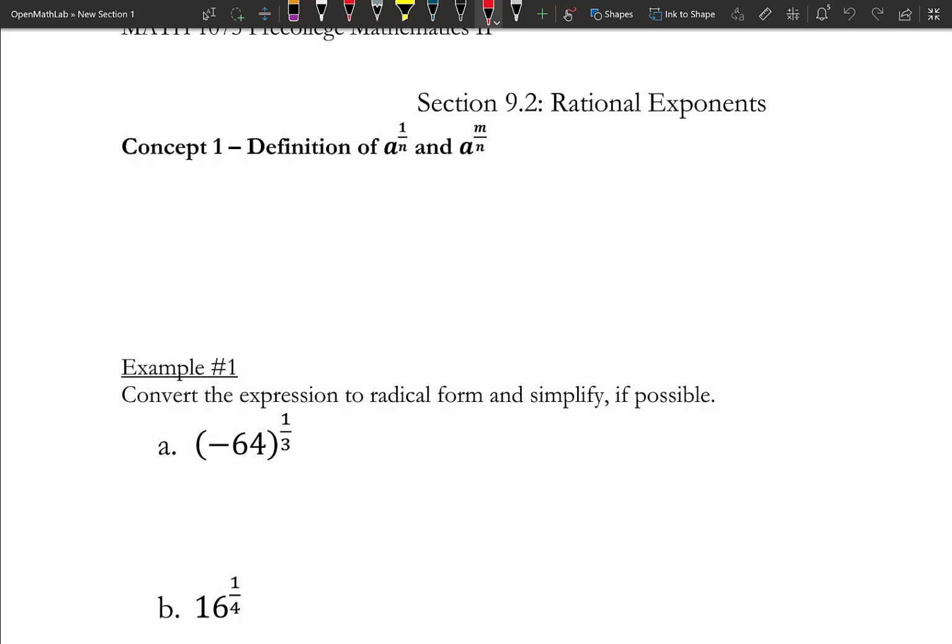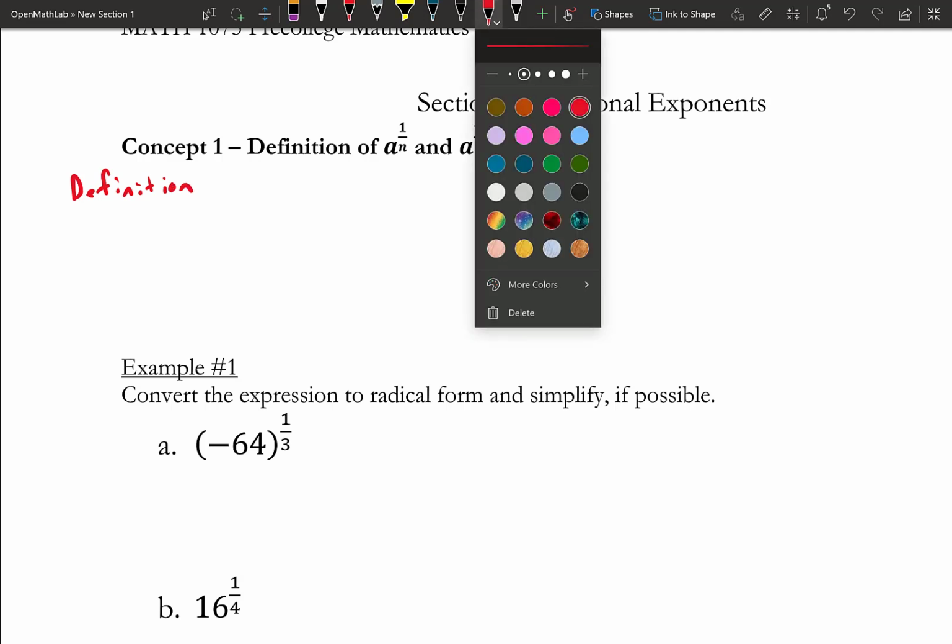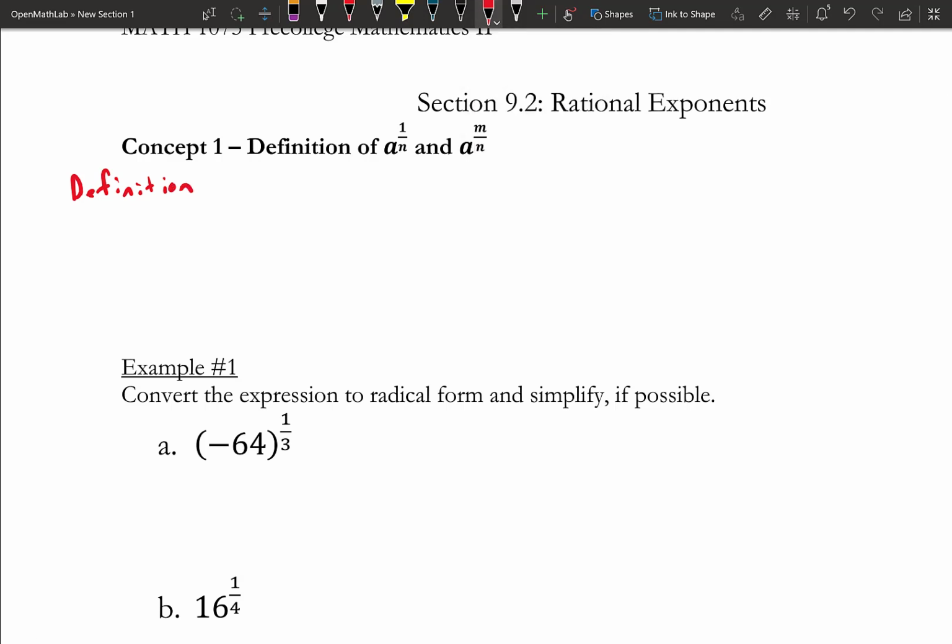So the first thing we want to look at is to define what a to the power of 1 divided by n is, and then a to the power of m divided by n, right? So you can see that's concept 1. So first, let's tackle the first one, the definition of a to the 1 divided by n.